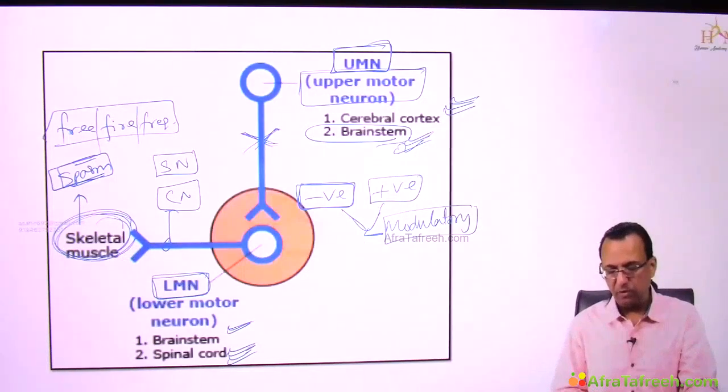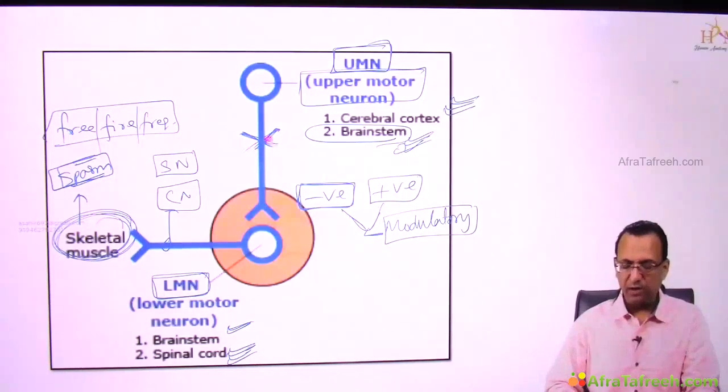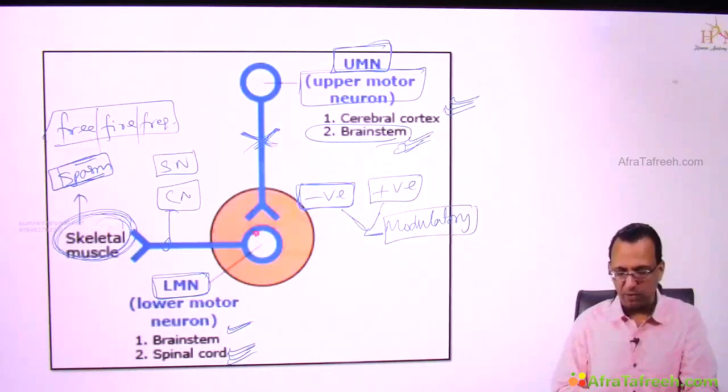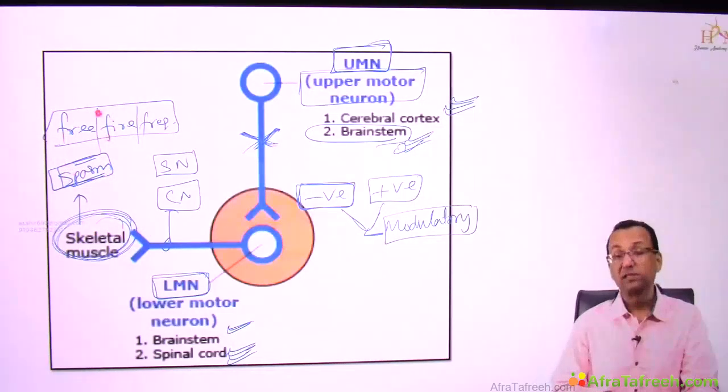And what if I damage the upper motor neuron? If you damage upper motor neuron, then it is upper motor neuron palsy. And when there is palsy, what will happen? The lower motor neuron is free to fire frequently. So the muscle will go into spastic paralysis. So whenever there is upper motor neuron palsy, the inhibition is compromised, the lower motor neuron is free to fire frequently, and the muscle goes into spastic paralysis.